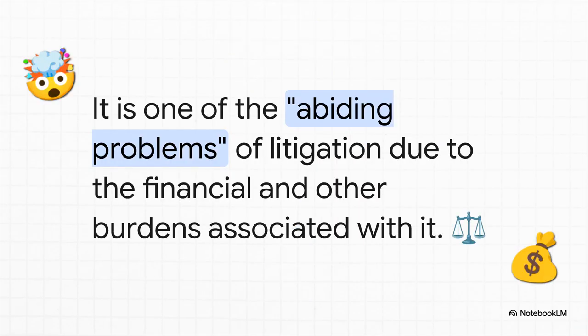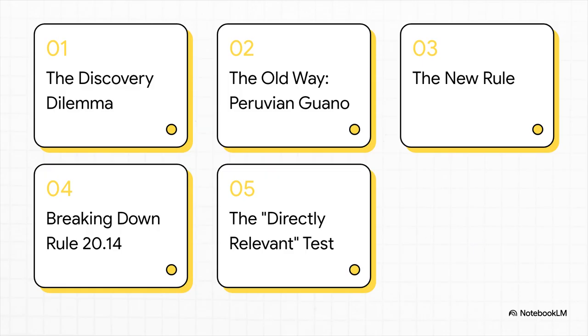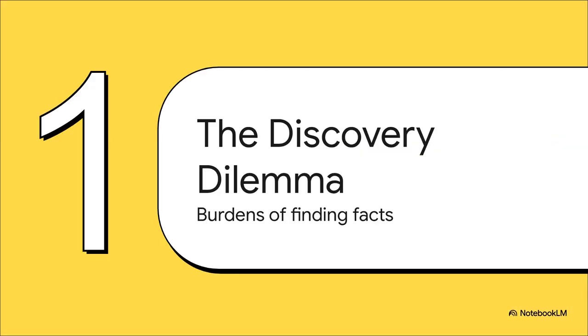You got it, discovery. It's often called one of the abiding problems of litigation, mainly because of the sheer cost and the mind-boggling complexity involved. And it's this exact problem that forced the evolution of the rules that we're about to break down. Okay, so here's our game plan. We're going to start with the problem itself, then take a look at the old, incredibly broad rule, introduce the modern solution, and then really get into the nuts and bolts of the specific rules you absolutely have to know for your exams.